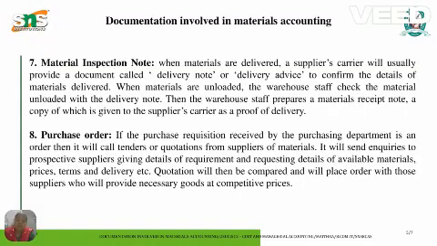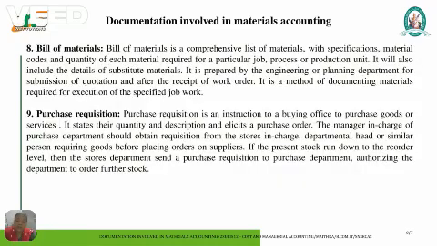Next one is the purchase order. If the purchase requisition is received by the purchasing department as an order, then it will call for tenders or quotations from the suppliers of the material. After receiving the tenders, they make prospective inquiries regarding the supplier, and the quotations will be compared. The order is placed with the supplier who provides the necessary goods at a competitive price.